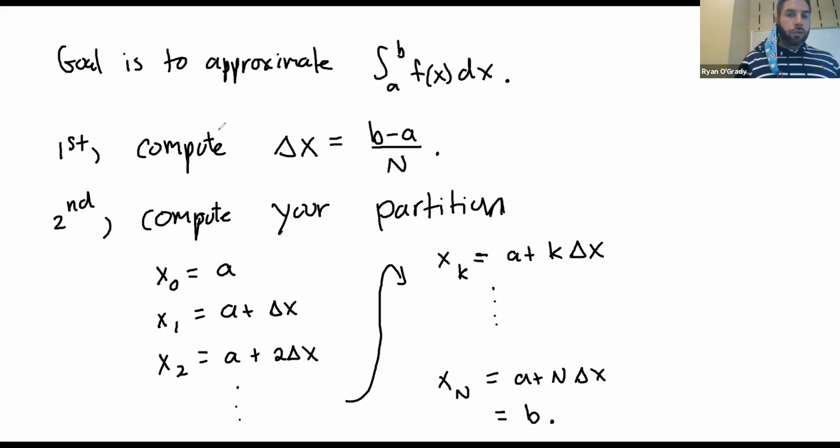Okay, so once you compute your delta x, and once you compute your partition, we're going to break [a, b] into these n pieces. Once you understand that, then you just have to pick your favorite rule. So let's remind you of what all these are.